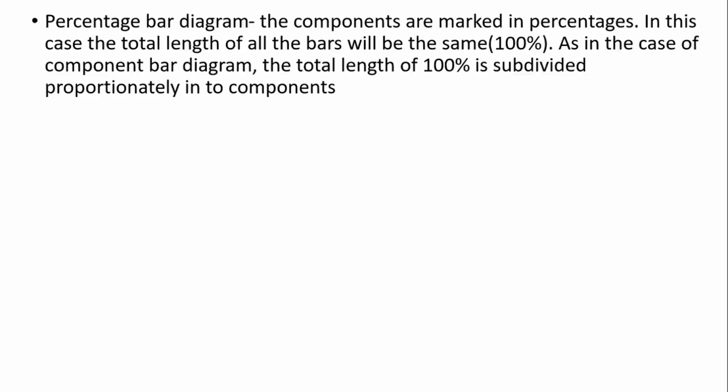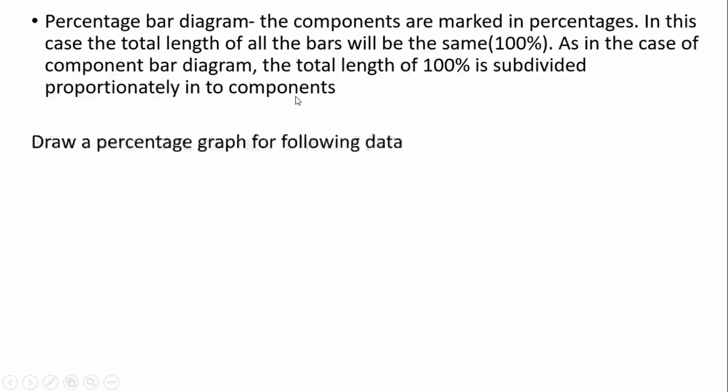Then the percentage bar diagram. The components are marked in percentage. In this the total length of all bars will be the same. As in the case of a component bar diagram, the total length of 100% is subdivided proportionally into the components.